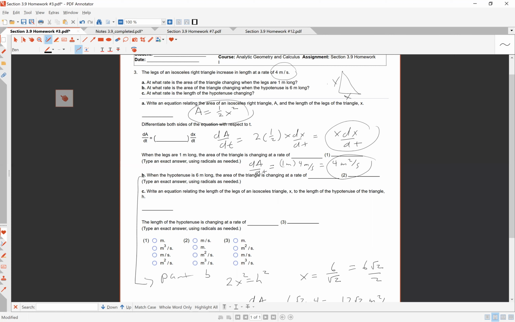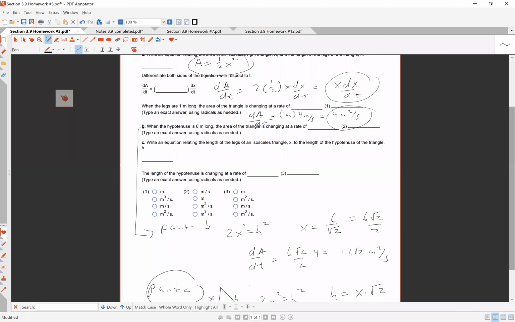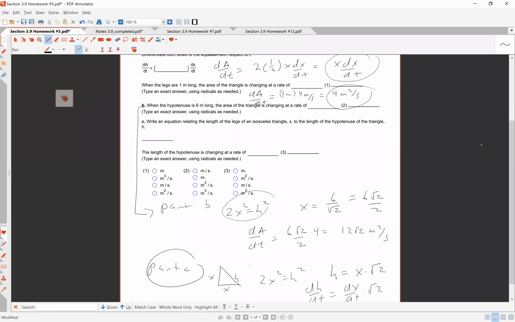Let's look at this second part here. When the hypotenuse is 6 meters long, we want to know the rate of change of the area. I used this in part C too, and it's just the Pythagorean theorem. So when the hypotenuse is 6 meters long, the area of the triangle is changing at some rate. We have to find, when h is 6, what is dA/dt?